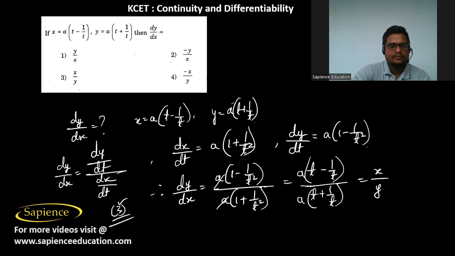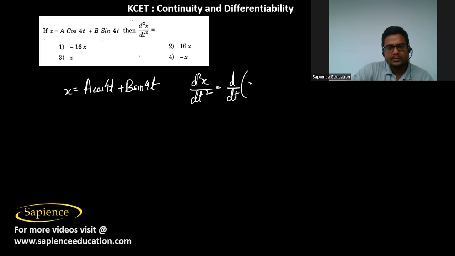Now, in this question, it is told that x equals a cos 4t plus b sine 4t. Then we need to find d square x by dt square. Now, d square x by dt square means d by dt of dx by dt. So first we need to find dx by dt. That will be minus a sine 4t into 4, so minus 4a sine 4t, plus 4b cos 4t.